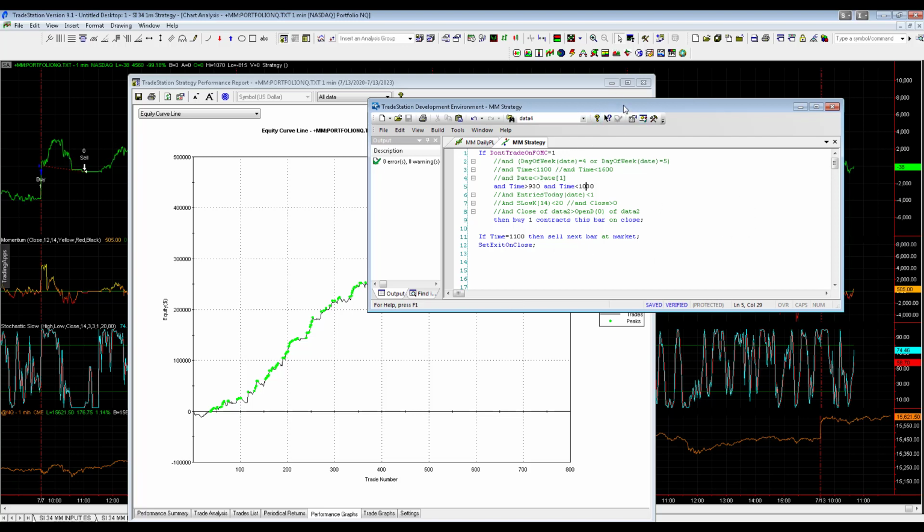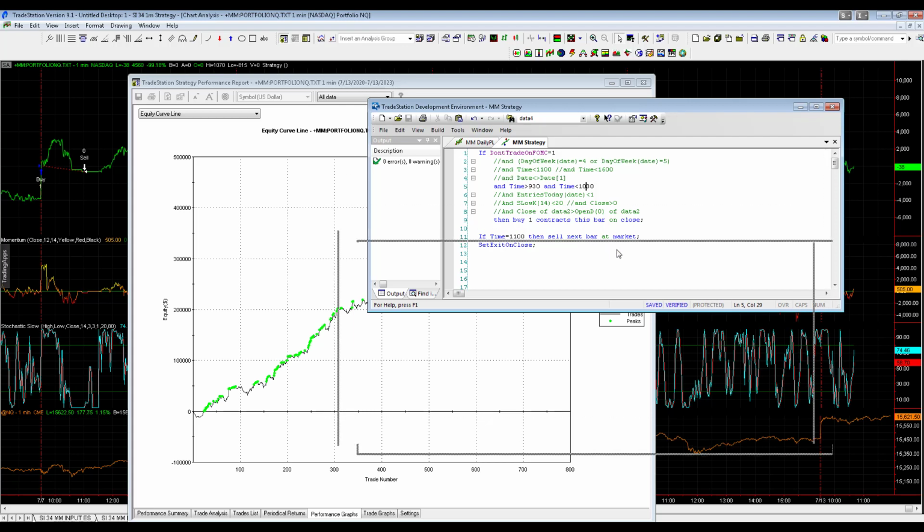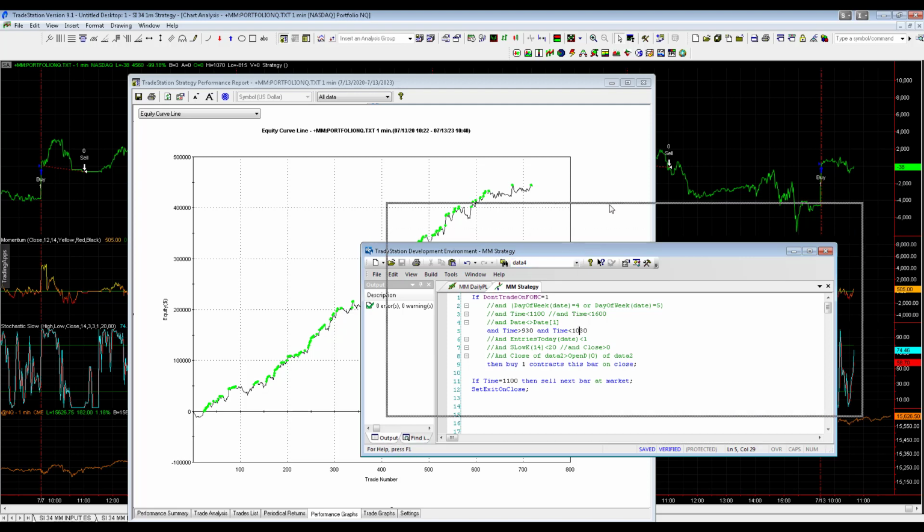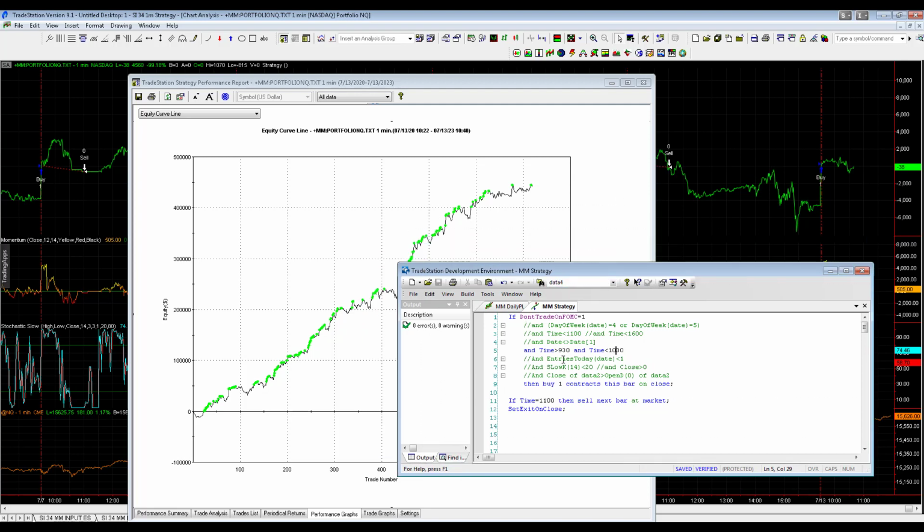It's really just entering on the first bar. In this case, it's entering at 9:30 and then exiting at 11. In the next case, it's entering at 10:30 and exiting at 11. And so you really have to add another rule to potentially take other trades. So you could test each hour of the day.